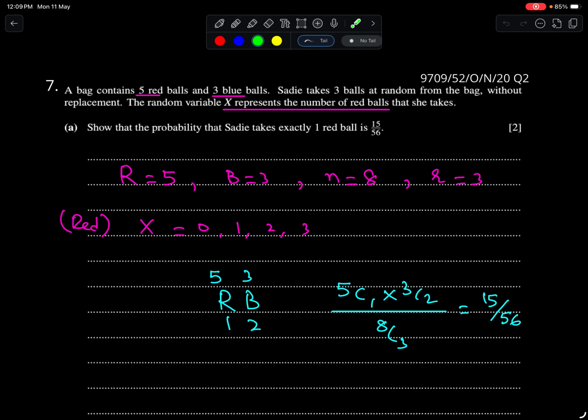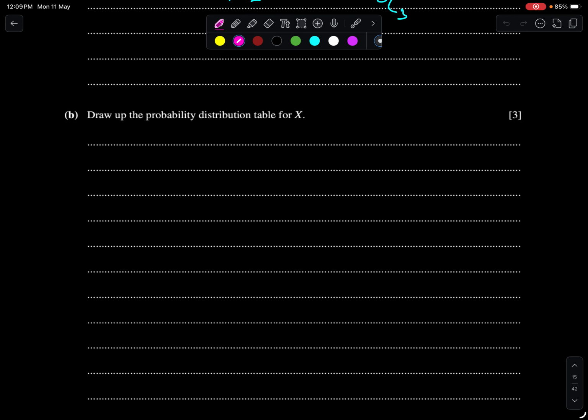Now how to decide the values of x? Let me explain this here. x means red balls.